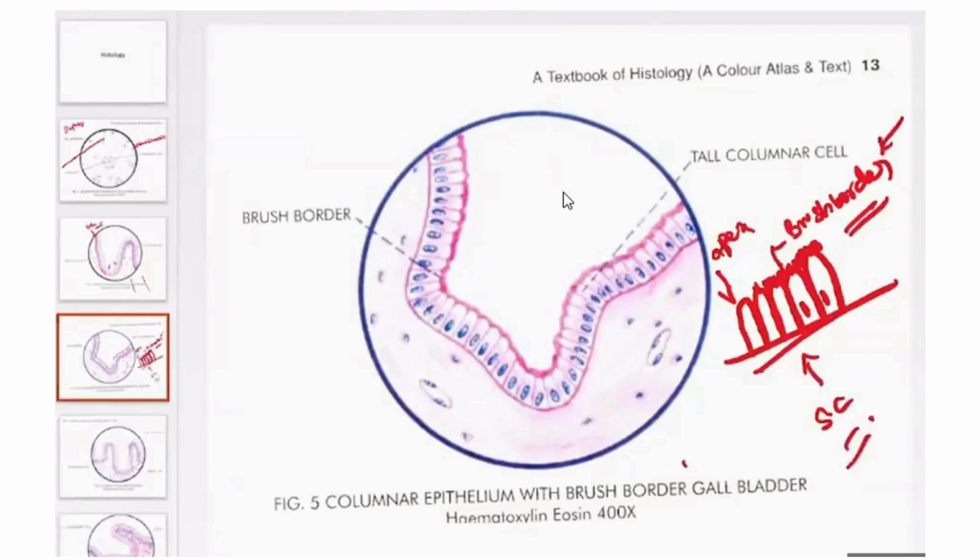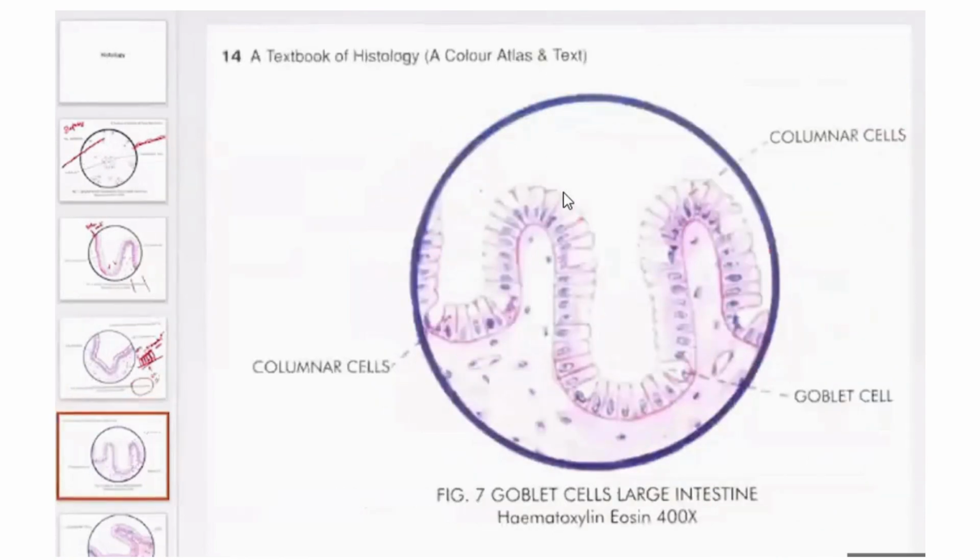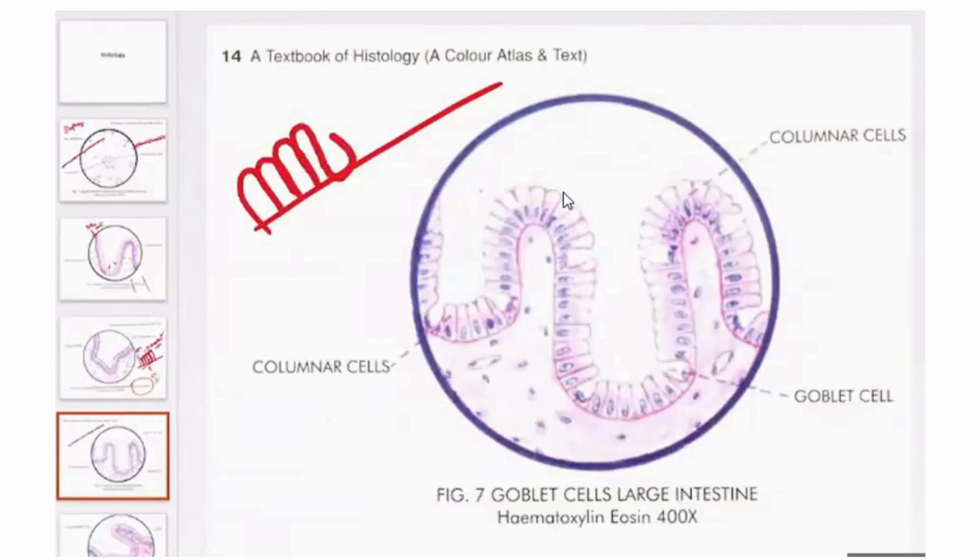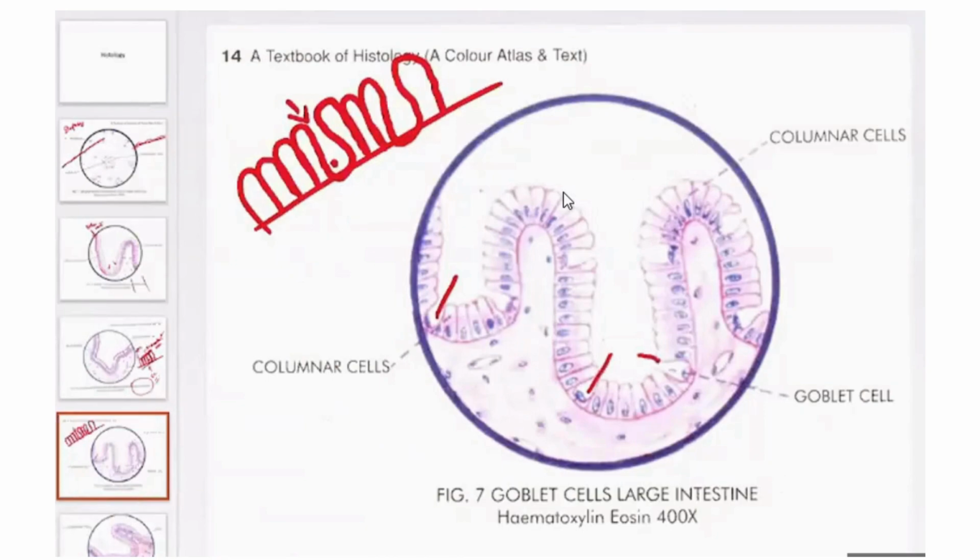Simple columnar cells with the brush border are seen in the gallbladder. Simple columnar epithelium again, but in between the columnar cells you get some flask-shaped cells called goblet cells, which don't have an apex. It is open, which represents that the secretions are to be poured into the lumen. Example, large intestine.